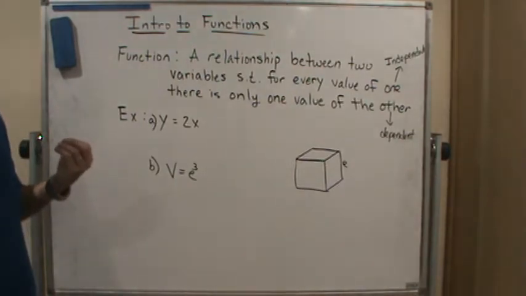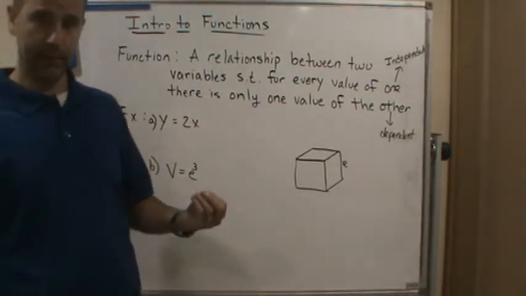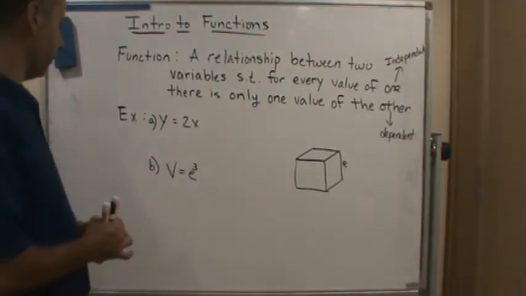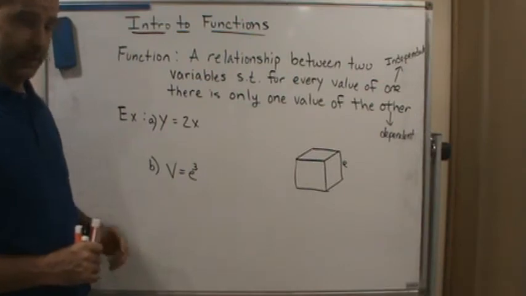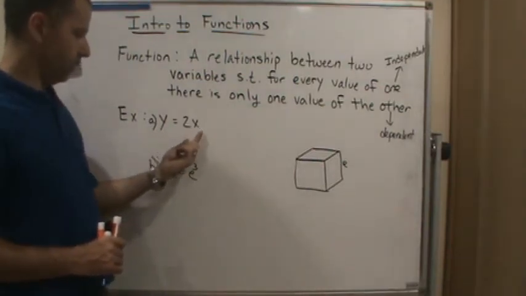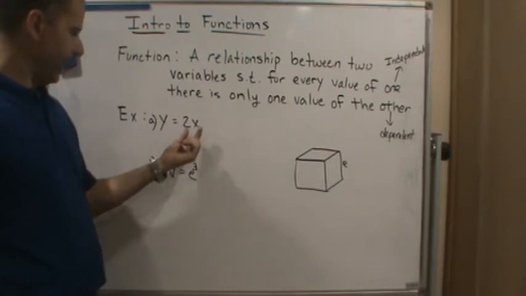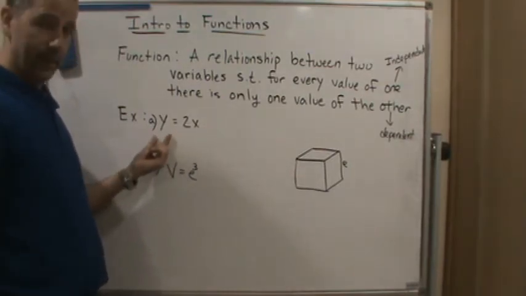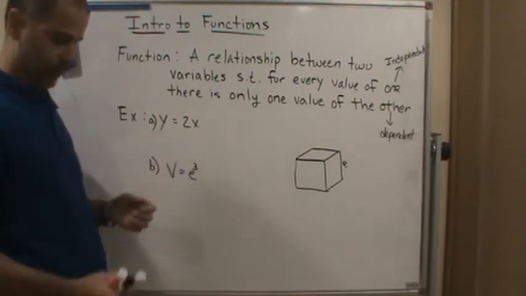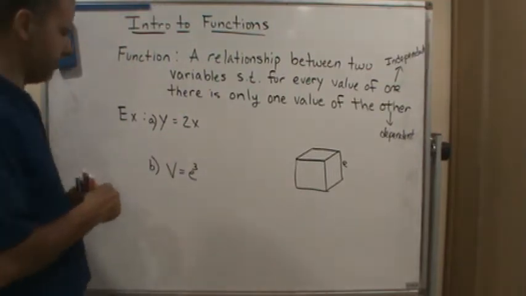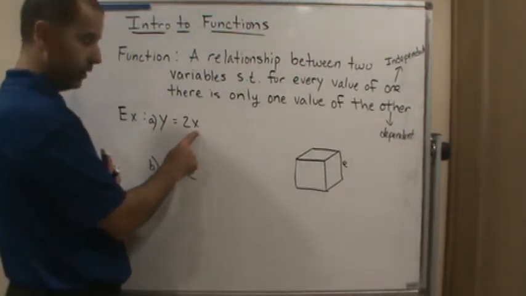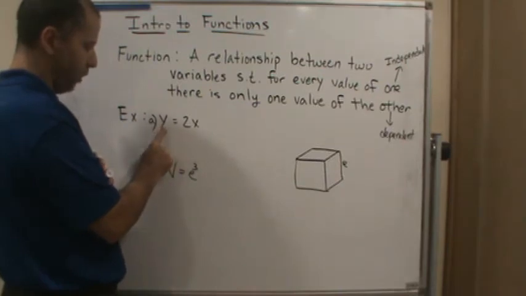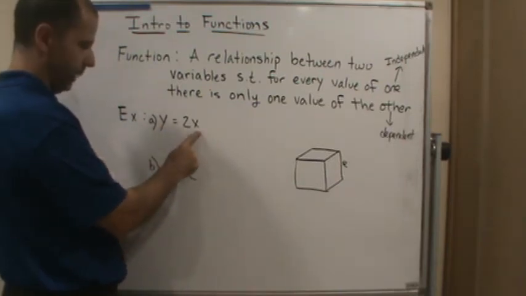So there's an independent variable and a dependent variable, and I'm going to explain this in the example that I'm going to give. So now y equals 2x is a relationship between two variables. X is the independent variable and y is the dependent variable. And this is a function. Okay? Why is it a function? Because for every value we put into x, we will only get one y. We will never get more than one y for each value of x. Okay? So this is a function.